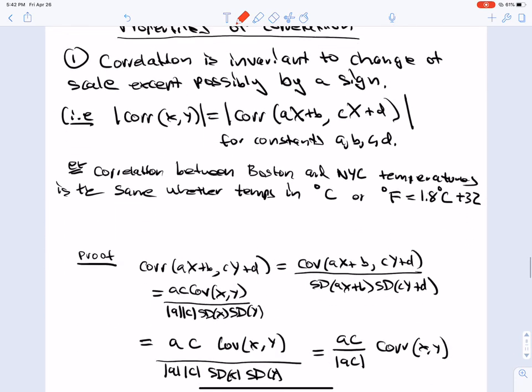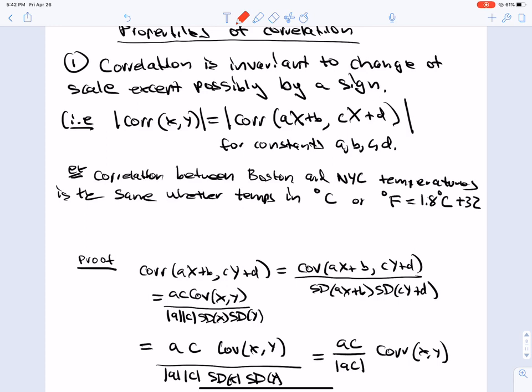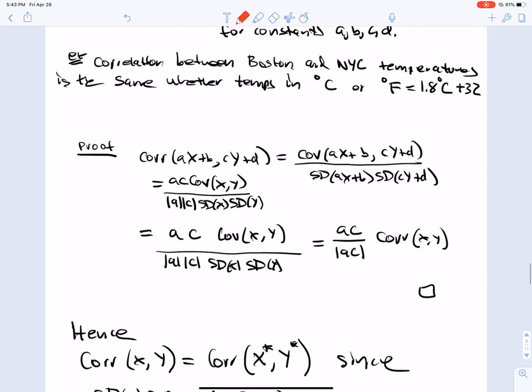Properties of correlation. One is that correlation is invariant to change of scale, except possibly by a sign. In other words, the correlation of X, Y is equal to the correlation of aX plus b, cY plus d, for constants a, b, c, d, except possibly a sign. So if I put absolute values around those correlations, they will be equal. This is important because the correlation between Boston and New York City temperatures is the same whether the temperature is in Celsius or in Fahrenheit, which is a change of scale of Celsius.